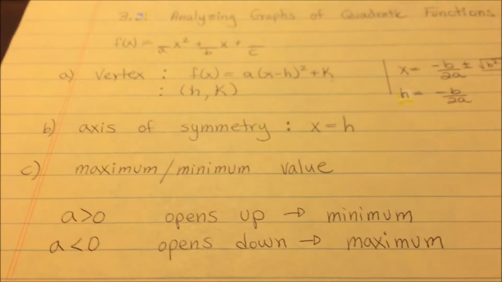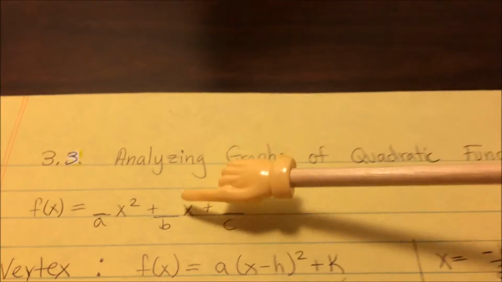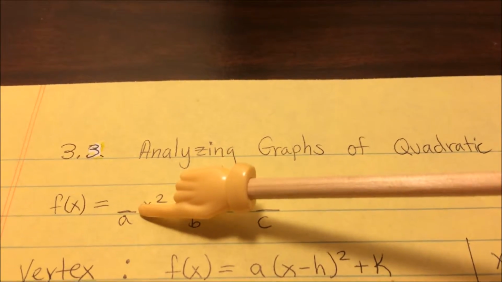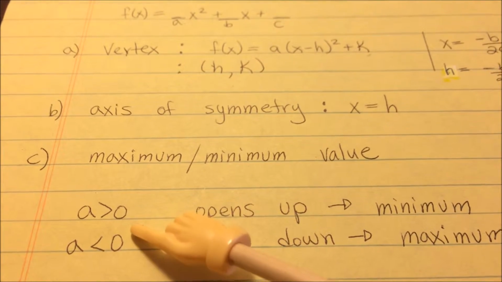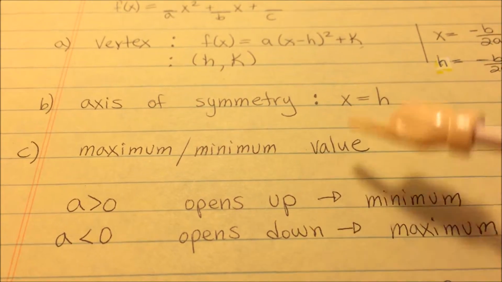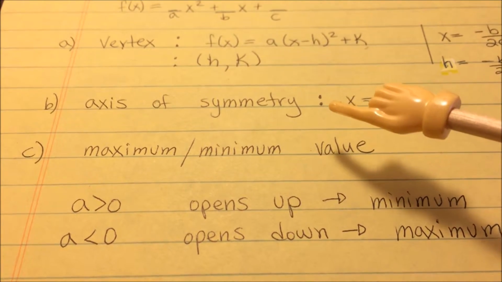Now max and min is all determined by the a. If you remember, a goes back to the original equation right here, which we found to be either a positive or a negative. So if it is a positive number, that means it's greater than 0, and the parabola is going to open upwards, right? Because it opens upwards, you're going to have a minimum point on the vertex.